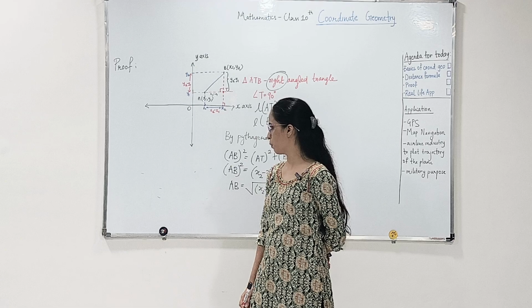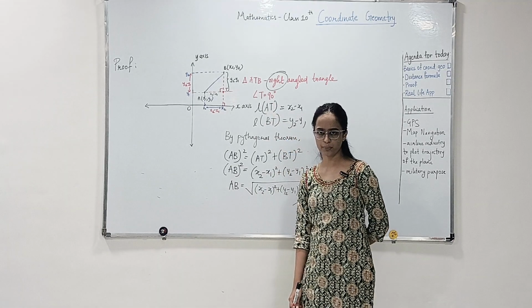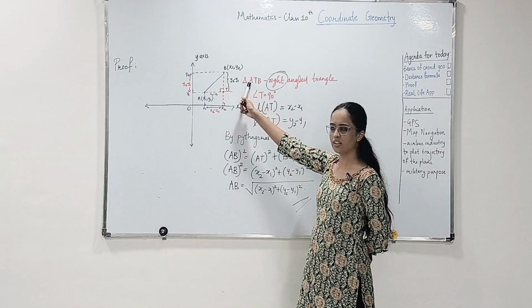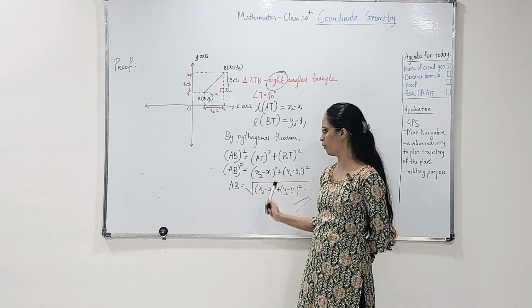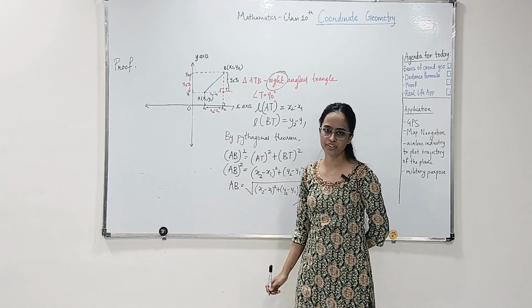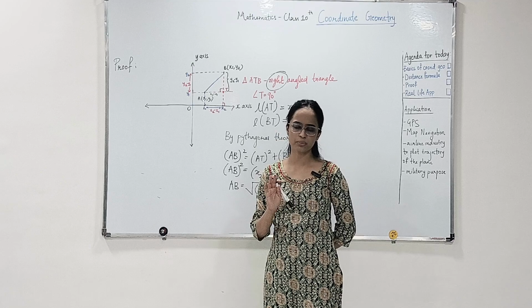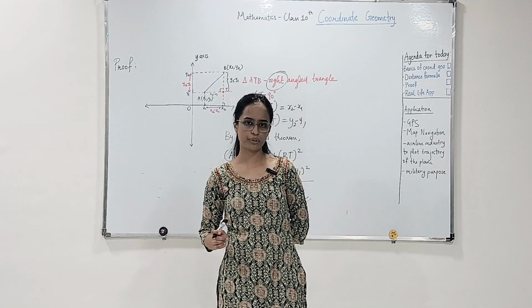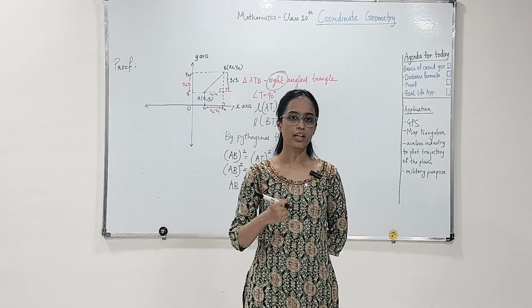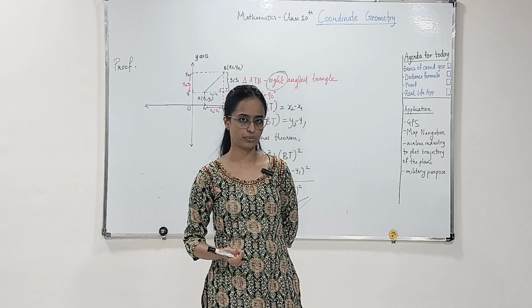So here, once again, to sum up the proof, I first got a right angle triangle. Using the Pythagoras theorem, I came up with the distance formula. So the proof is pretty simple. You don't have to remember it, you just have to understand the procedure of getting the distance formula.